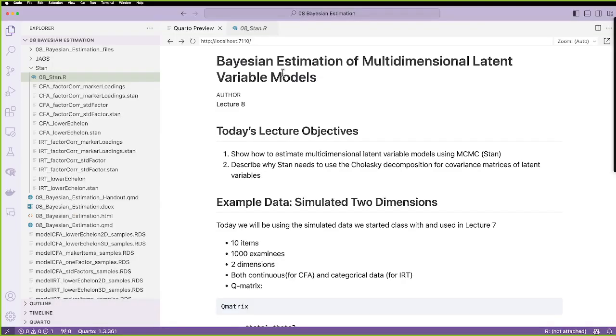Why would we want to use Bayesian estimation for these latent variable models? Let me ask you, why do you think that might be the case? By the way, you're also welcome to use the chat window if need be.